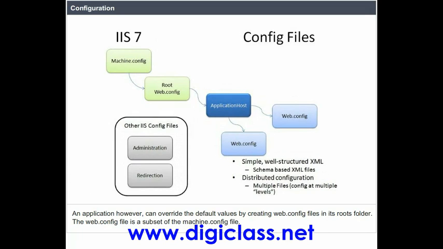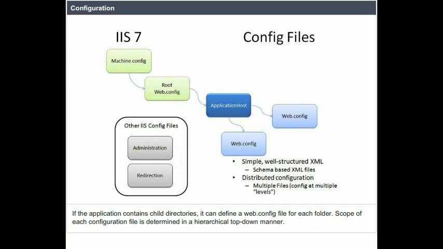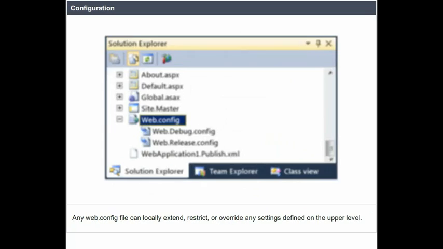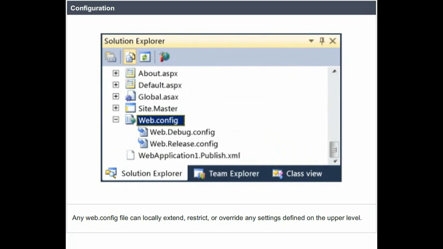The web.config file is a subset of the machine.config file. If the application contains child directories, it can define a web.config file for each folder. Scope of each configuration file is determined in a hierarchical top-down manner. Any web.config file can locally extend, restrict, or override any settings defined on the upper level.